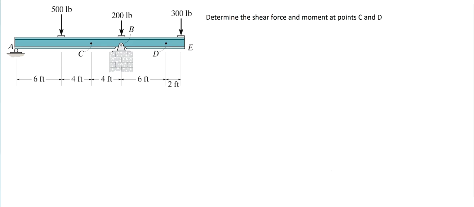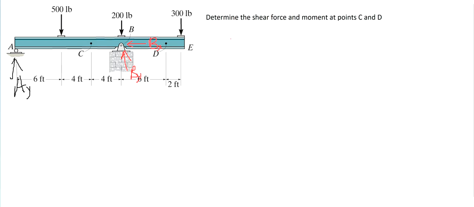Okay, so in this problem we are required to determine the shear force and bending moment at points C and point D. The given structure rests on two supports A and B. A is a roller support and B is a fixed support, which means that at A we will have a vertical reaction, let's call it AY, and at B we will have two reactions, a horizontal reaction, let's call it BX, and a vertical reaction, let's call it BY.